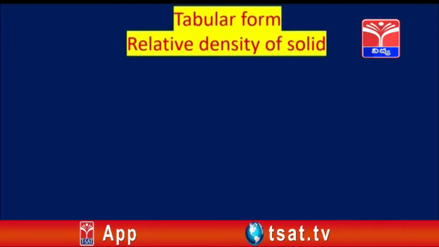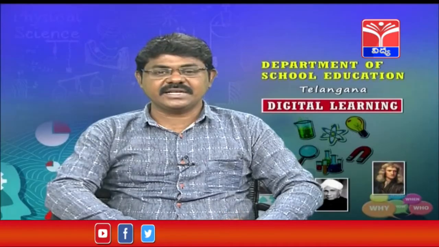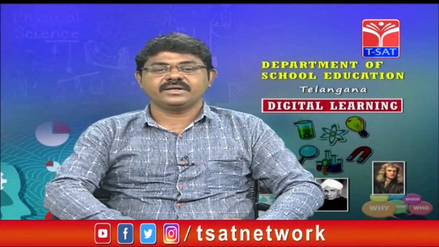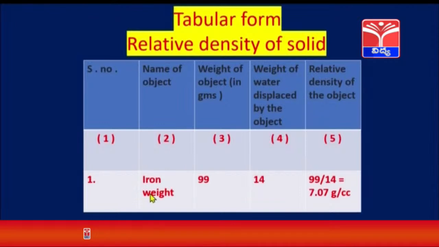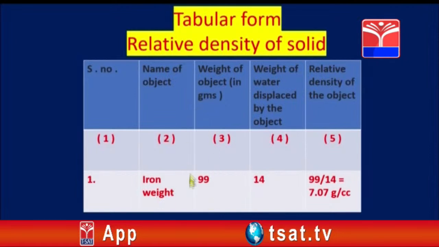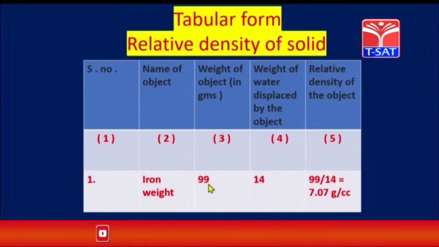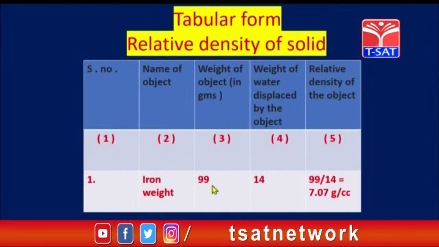Now the tabular form of what we conducted in the experiment, for the relative density of the solid. See, children, first we took the iron weight. In that lab activity, first we took the iron weight. What is the weight of that iron weight? 99 grams. The weight of the object, that is the iron weight, is 99 grams.